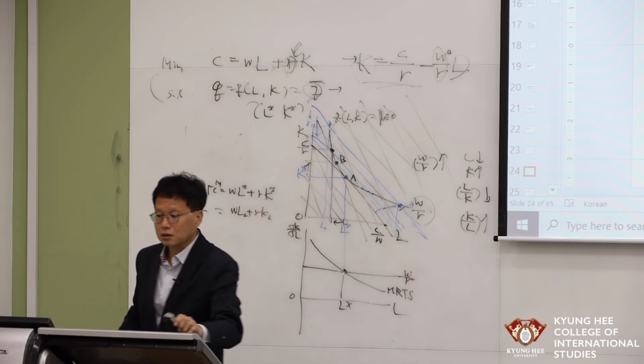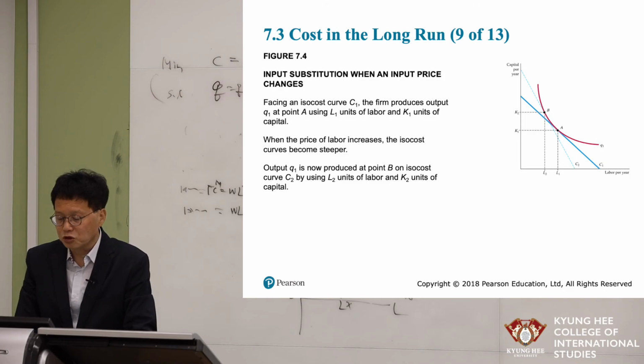Okay? That is explained here. So substitution happens between labor and capital. Right? When the price of labor increases, the isocost curves become steeper. Steeper like this. The same output Q1 is now produced at point B on isocost curve C2 by using L2 units of labor and K2 units of capital. Capital employment increases and labor employment decreases because the wage rate increases relatively and the capital price decreases relatively.